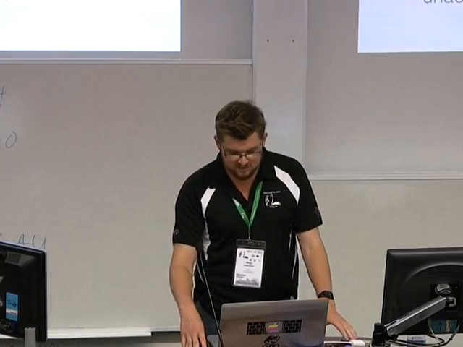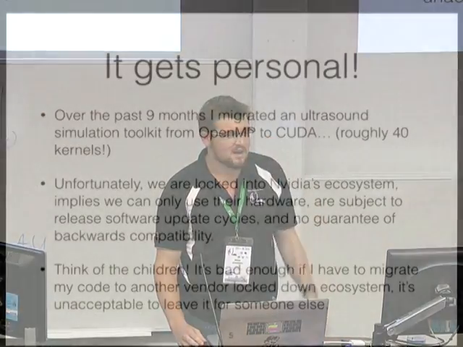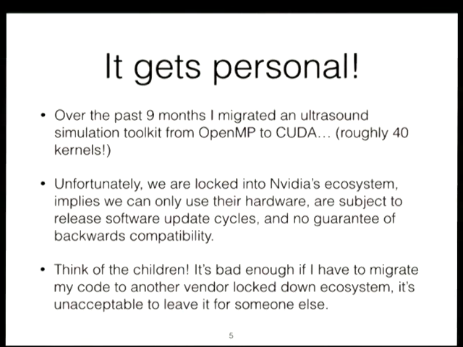So I'll try to motivate this a little bit. Over the past 9 months, I've migrated some ultrasound simulation code from OpenMP to CUDA. We used CUDA initially because we're interested in using their CUDA FFT, their fast Fourier transform library, and their cuBLAS basic linear algebra subprograms library. But unfortunately, once we moved into using CUDA, we're locked into NVIDIA's ecosystem, which is fine at the moment. They have some of the best performing hardware for our particular applications.